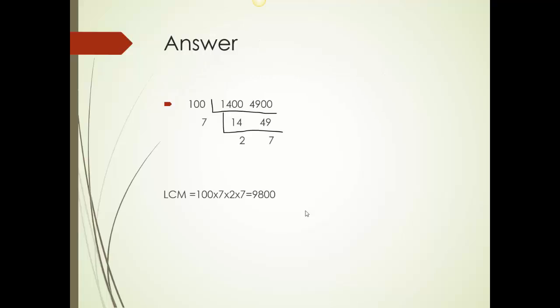Okay. So here's what I have. 2 zeros this time. So instead of dividing by 10, let's go ahead and jump to divide by 100, which gives me 14 and 49. I know 7 goes into both of those, so that gives me 2 and 7. So I'm multiplying these outside numbers, 100, 7, 2, and 7, which gives me 9,800.